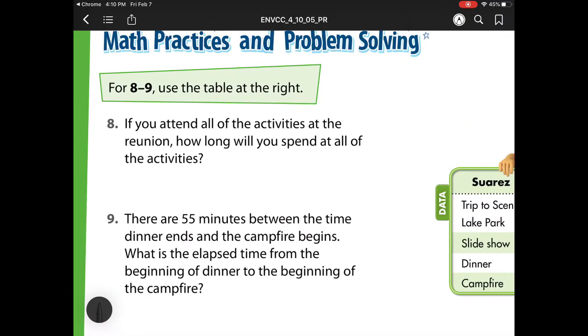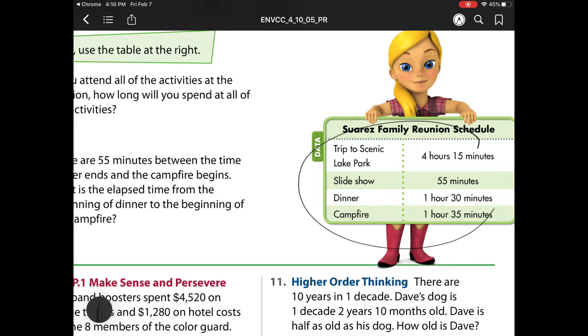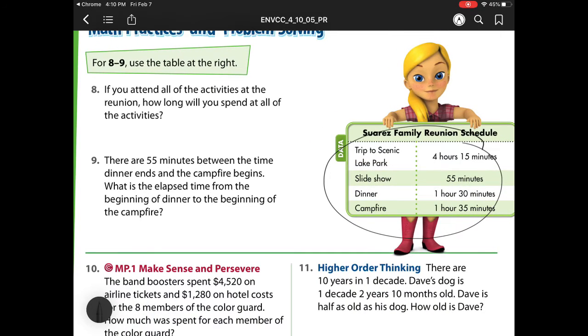Number 8, use the table at the right. So it's asking me to use this table. So let's zoom out a little bit so we can see the table as well. If you attend all the activities at the reunion, how long will you spend at all of the activities? So what I need to do is I need to add my hours along with my minutes. So I have 4 hours, 15 minutes. I have 55 minutes. I'm going to label it H and M. I have 1 hour and 30 minutes. And then I have 1 hour and 35 minutes. So let's add them all up because I'm figuring out the total of all of them.